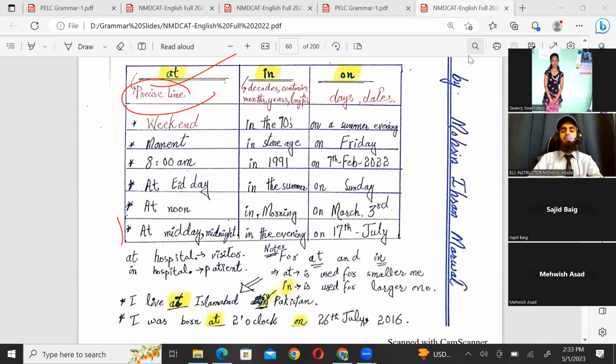But if you are talking about decades, centuries, months, years, a long period of time, you must use in. And if you are going to talk only about days, names of days and dates, you should only use on. Like, I'm going to meet you on coming Monday. You cannot say at Monday. At would be wrong with Friday or Monday or these weekday names. Okay, coming towards the first one, with weekend, the d is to be pronounced like t. Weekend. With weekend, you're supposed to use at or in or on.